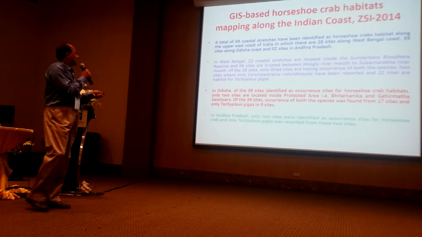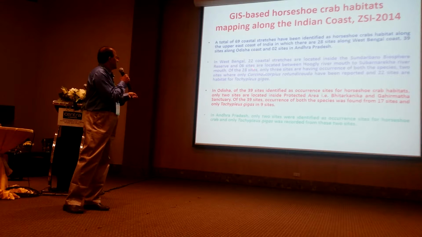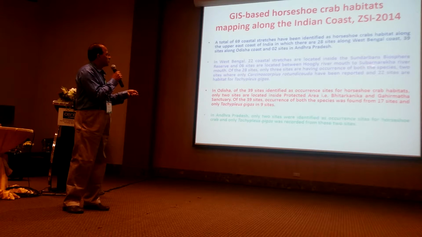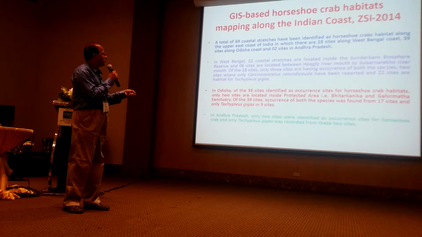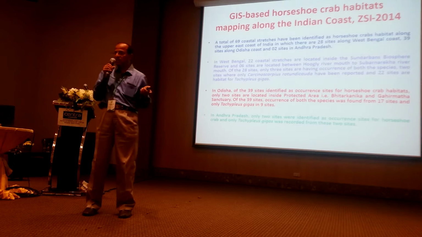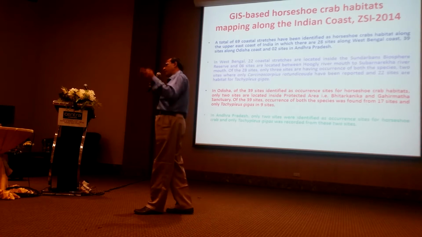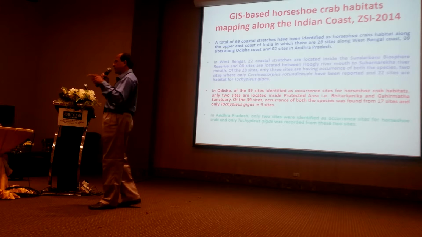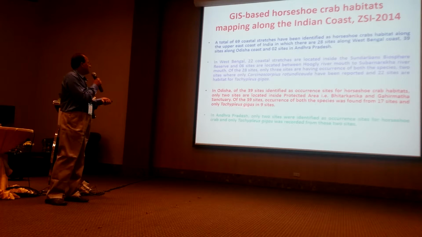And in West Bengal, 22 coastal places are located inside the Sundarban Biosphere Reserve, and 6 sites are located between the Hooghly River mouth and the Subarnarekha River. Of the 28 sites, 3 sites have the occurrence of both species, 3 sites have only Carcinoscorpius rotundicauda reported, and 22 sites are habitat of Tachypleus gigas. So more sites have T. gigas, and rotundicauda is confined to only a few sites, particularly the mangrove forest areas and coastal belts.